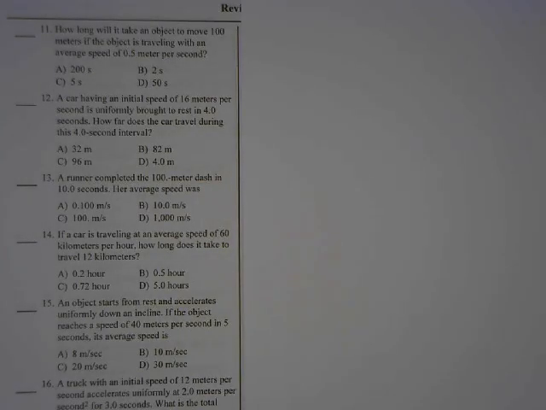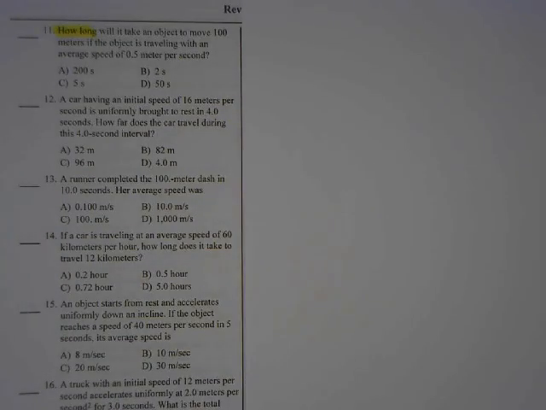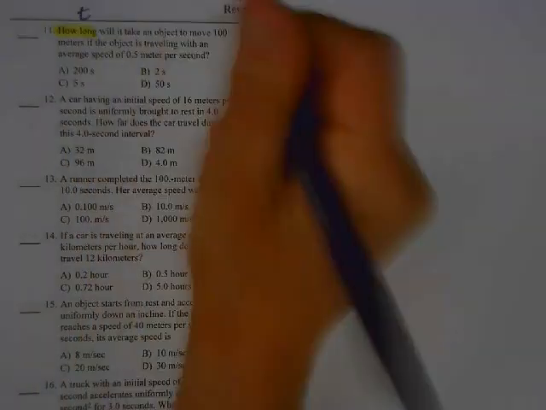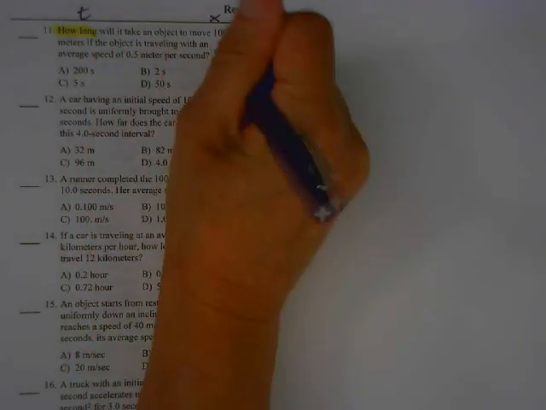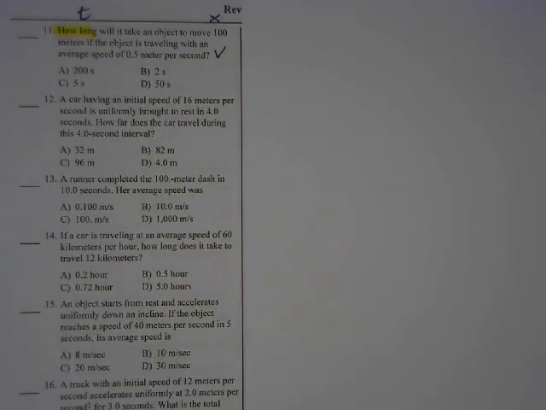All right, we're going to start with question 11. How long? So when it says how long, that means I want to find the time. Will it take an object to move 100 meters? So when I'm reading this, I should say, okay, this is t, this is x, and then this is the speed, which is v.